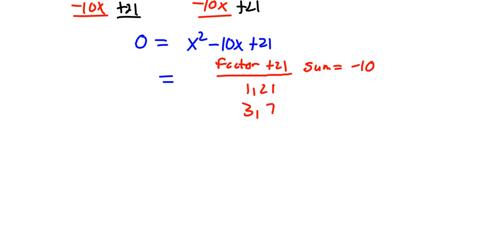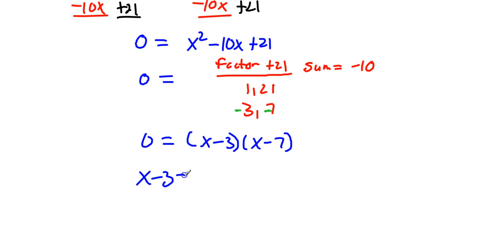And since the b term is negative, the bigger number has to be negative. And if you do a positive divided by negative, that means the other number is also going to be negative. So when you factor this thing, you're looking at x minus 3 and x minus 7. Once you've factored this out, you take each parentheses and set it equal to 0. So you've got x equals 3 and you've got x equals 7.